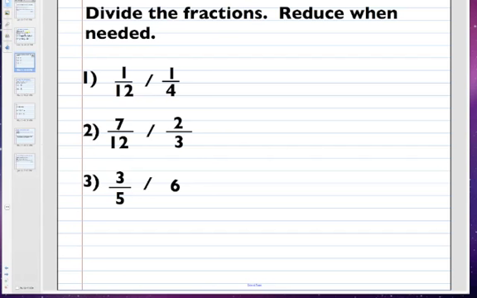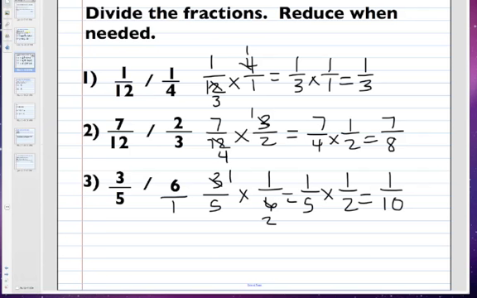Now go ahead and try problems 1, 2, and 3 in your notebook. Divide them by changing them into multiplication problems where you use the flip of the second fraction. Reduce when needed. Press play when you're ready to check your work. Notice you might have had slightly different ways to get to the problems if you didn't use the cross reduction, but you should still arrive at the same answers that I did.